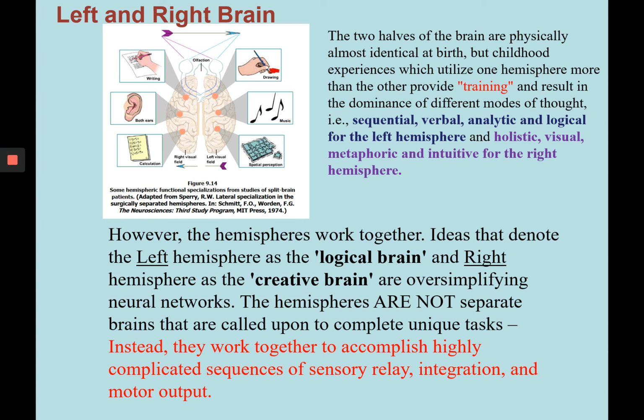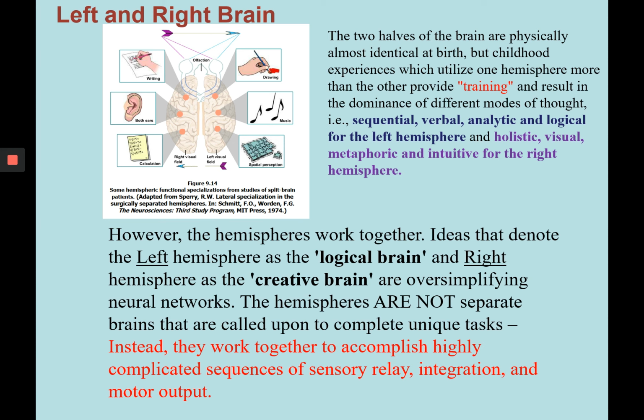So the two halves of the brain are going to be physically identical at birth, but different childhood experiences will utilize one hemisphere more than the other. But again, because of lateralization, no hemisphere works alone, and we combine a lot of sensory stimuli and different modes of thought and conscious thought to create our motor outputs. So sequential, verbal, analytic, logical, that's usually associated with the left hemisphere, and when neurons on that side fire, we're generally processing that type of information. Whereas holistic, visual, metaphoric, and intuitive, that information is generally processed on the right.